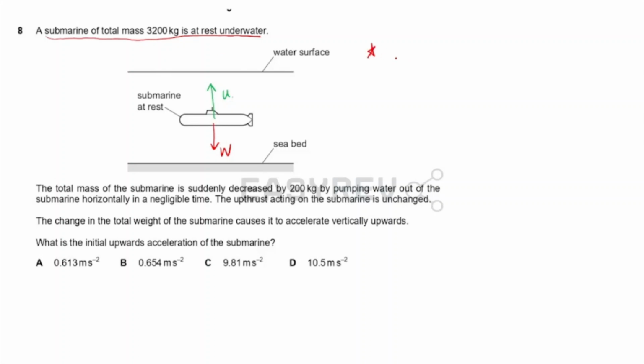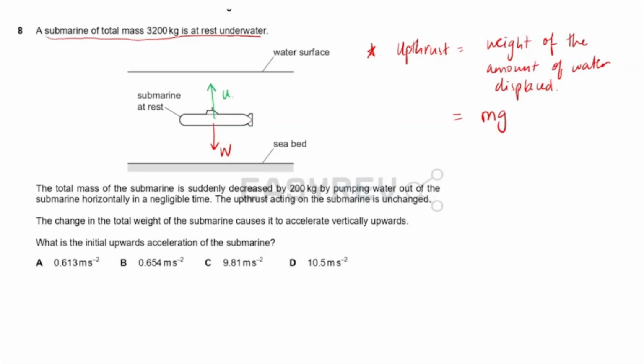Here we remind ourselves that numerically speaking, the upthrust is equal to the weight of the amount of water displaced. Right? In which case, the submarine is displacing about 3200 kilograms worth of water. So the weight of that water would just be calculated by m times gravitational acceleration g. So the upthrust can be figured out by that original mass, 3200 times 9.81, and what we get is 31,392 newtons.